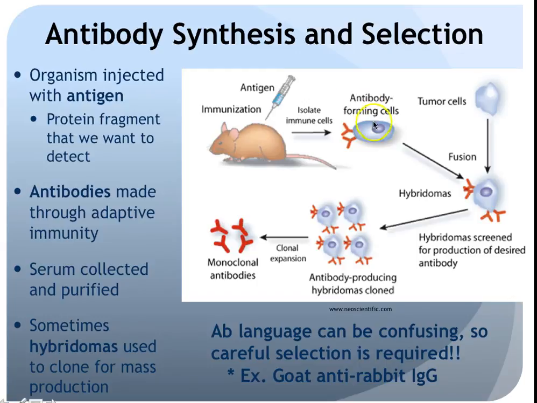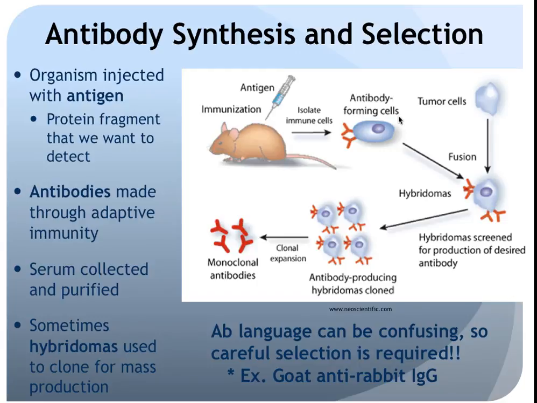From this point, we can either use that fraction we've just collected, the actual antibody from the serum, or we can do a second method, which is what we call producing a hybridoma line. A hybridoma line is essentially where we take those plasma cells, those antibody-forming cells, and fuse them with immortalized cell lines. These are basically tumor cells, cancerous cells. What does cancer do? It divides and divides and divides.